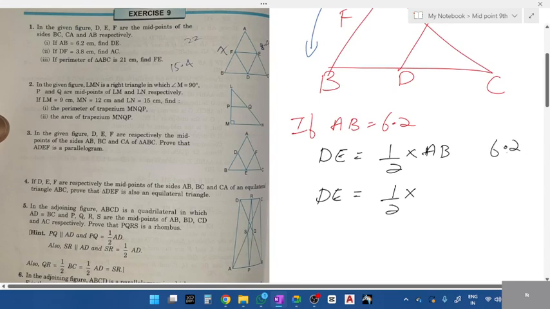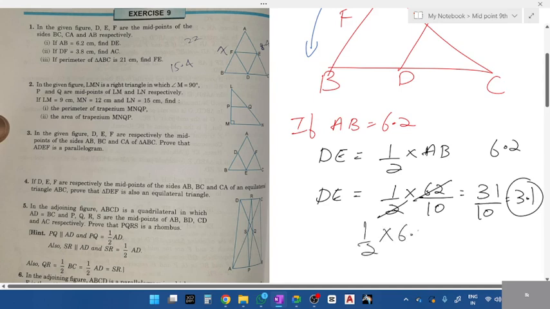6.2 is given. How do you convert this decimal into a fraction? 62 divided by 10. Okay, now reduce this. How many times does 2 go into 62? 31 divided by 10, 3 point 1. Yeah, you can do it like this, or you can directly write half into 6.2. If you know how to calculate, you can do it directly. Is it clear? Did you understand? Yeah, try the next question.